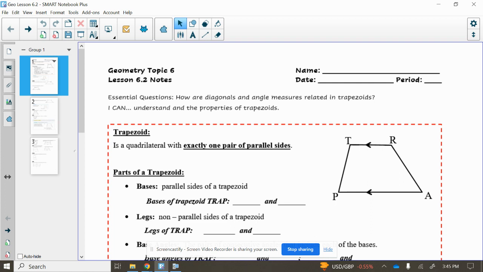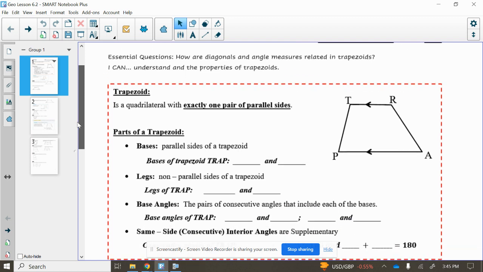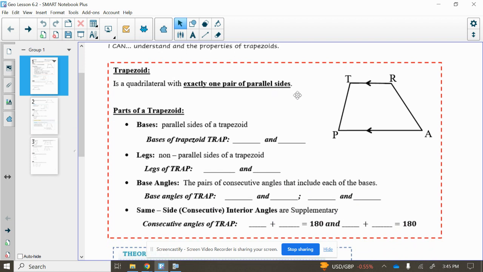Everyone, and welcome to today's lesson 6.2. Today we are going to talk about trapezoids and their properties. Now, a trapezoid is a quadrilateral, a four-sided polygon with exactly one pair of parallel sides.